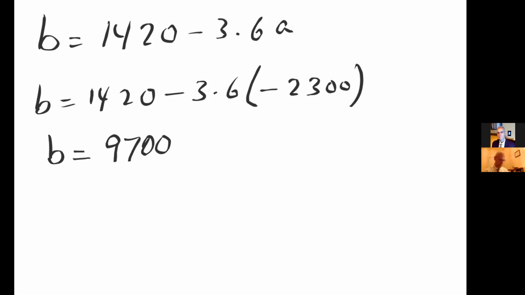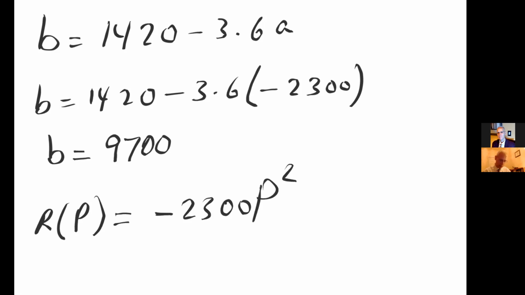So we know that the final answer, okay, that we said R as a function of price equals a, that was negative 2,300, p to the second plus 9,700 p is the final answer. Once again, I'm not going to write down plus 0. It's just not necessary. Let me know if you have any questions, and thank you.